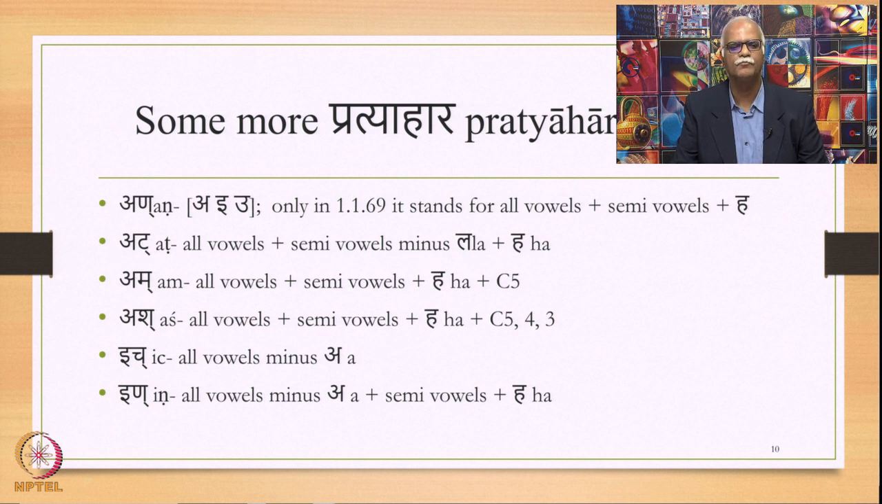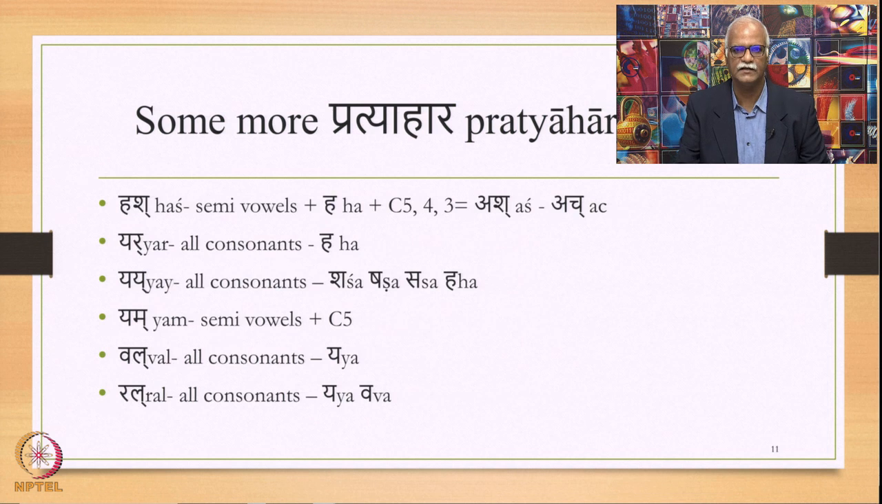Remember, compare an with in. In is always formed with the help of the marker n, which appears always in the sixth sutra. So, in always stands for all vowels minus a plus semi vowels and ha. In never stands for e and u, never used in the Ashtadhyayi that way. Not explicitly stated by Pāṇini himself, but this has been established by the later commentatorial tradition, later Pāṇinian grammatical tradition.